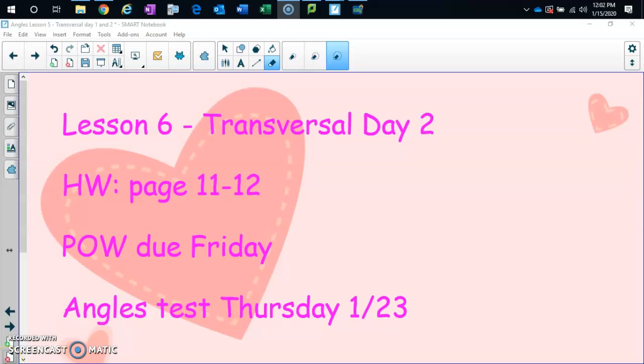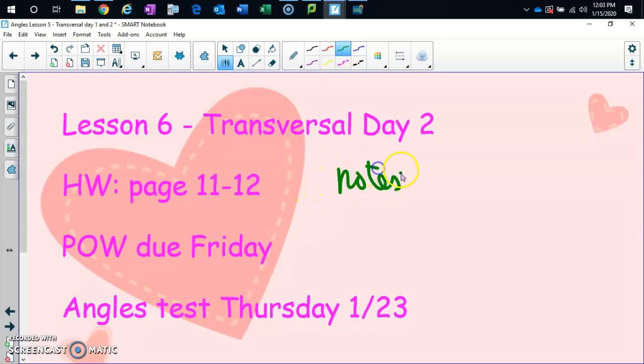Okay, this is the angle unit lesson 6. It's transversals on day 2. The homework that goes with this is page 11 and 12. The other assignment that we are going to do today is in the notes packet, page 11. So we're going to do homework packet, page 11 and 12, and notes packet, page 11.